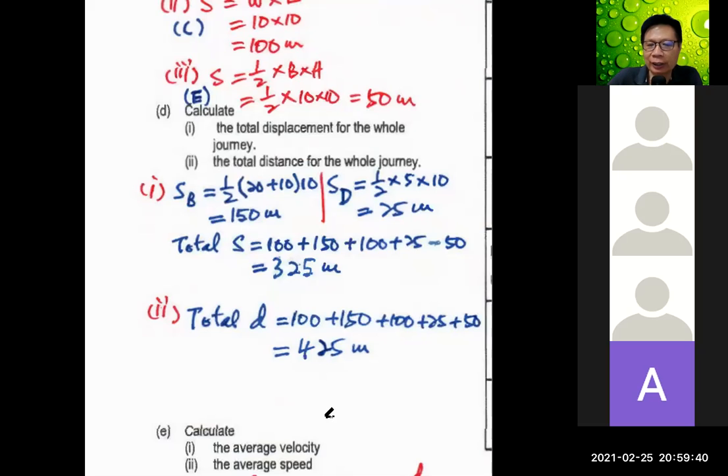Anyone got the answer already? So please share your answer. Share to everyone. Don't share by direct message. Average velocity, just use a simple formula to calculate. Average speed, also a simple formula to calculate. That's all. Anyone got the answer?